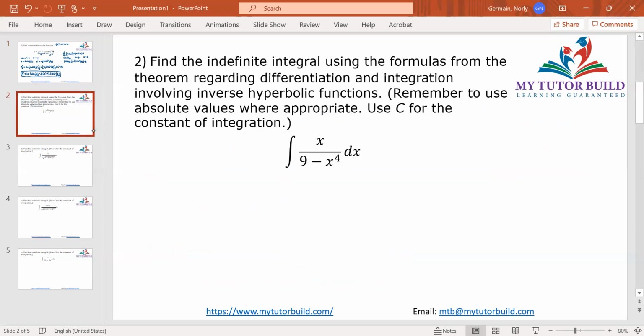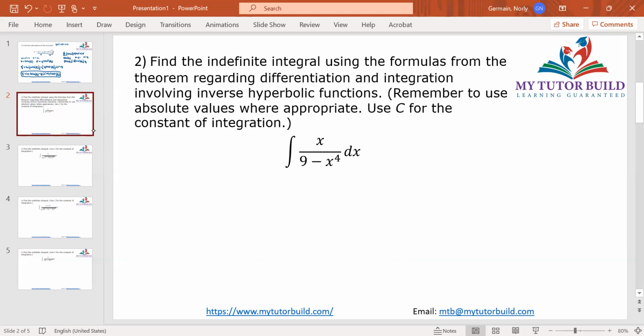We're going to continue with another example where they ask us to find the indefinite integral using the formulas from the theorem regarding differentiation and integration involving inverse hyperbolic functions. We need to remember to use absolute values where appropriate. We use C for the constant of integration. When we don't have the limits, I mean the boundaries a and b, then for the indefinite integral, we need to always add a C.